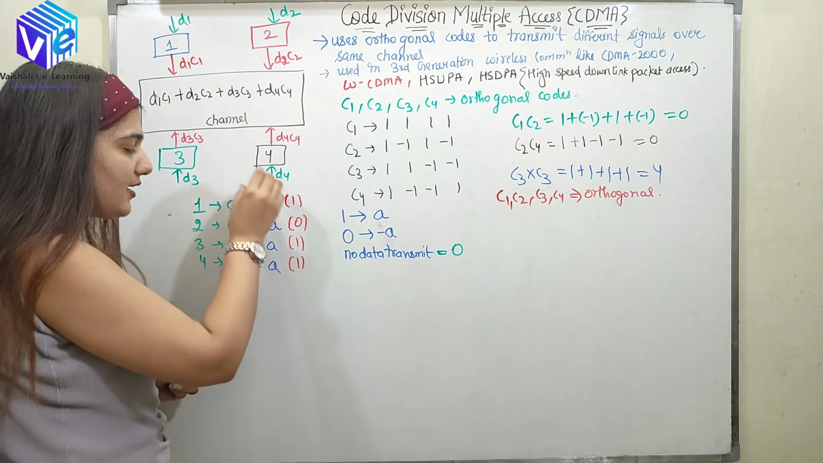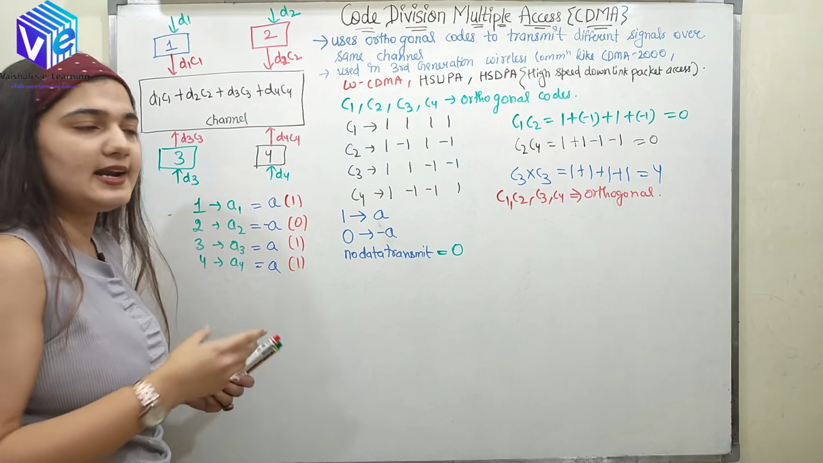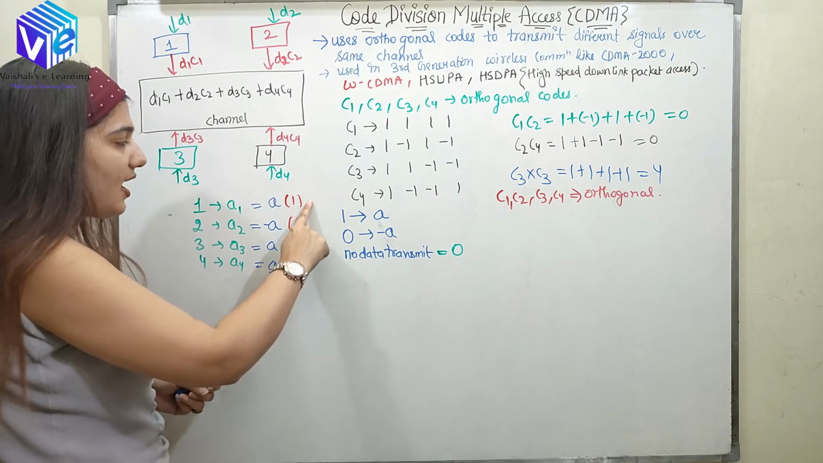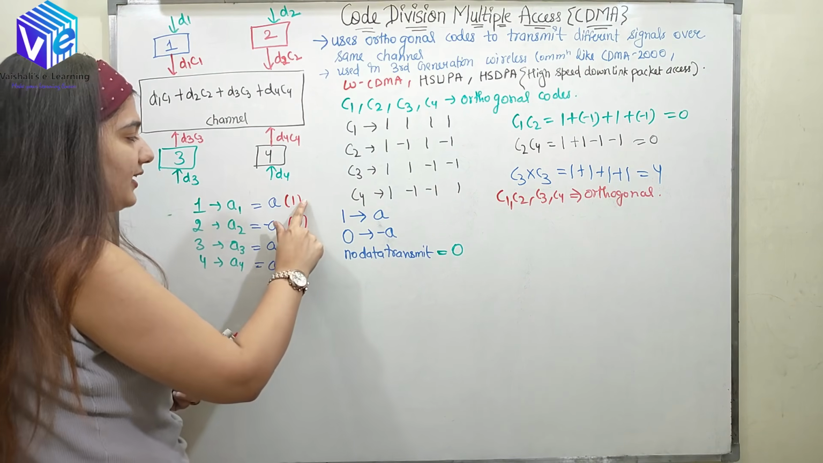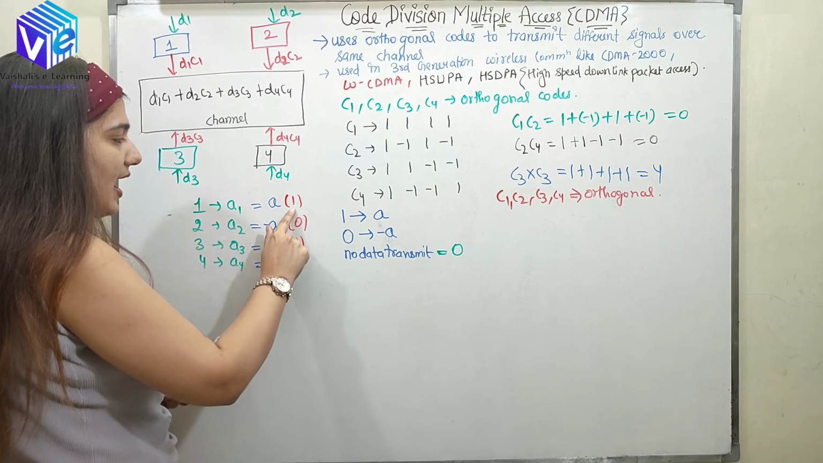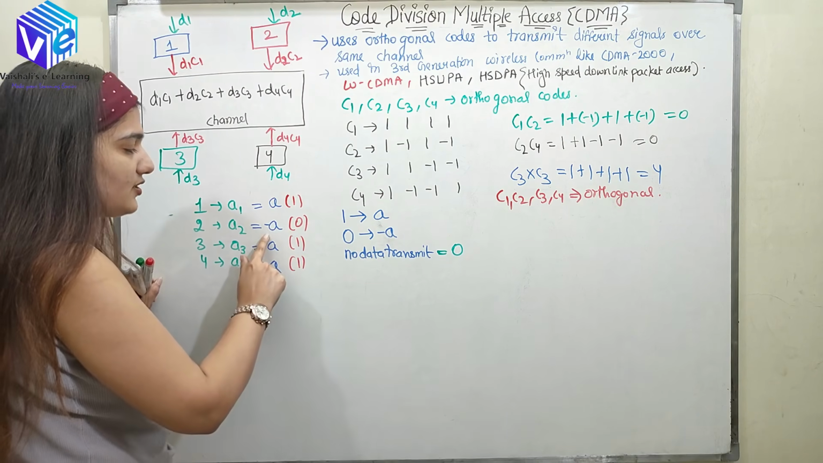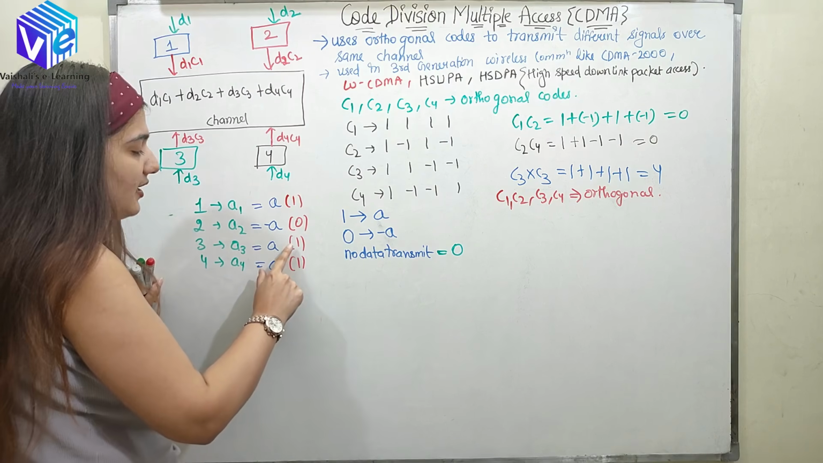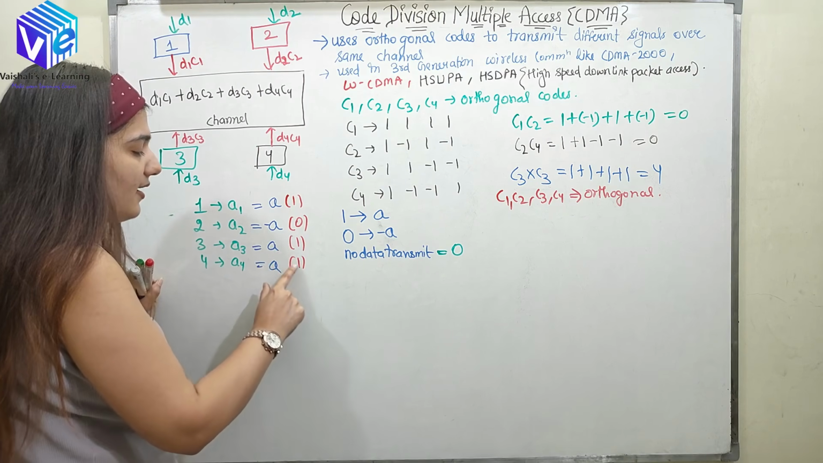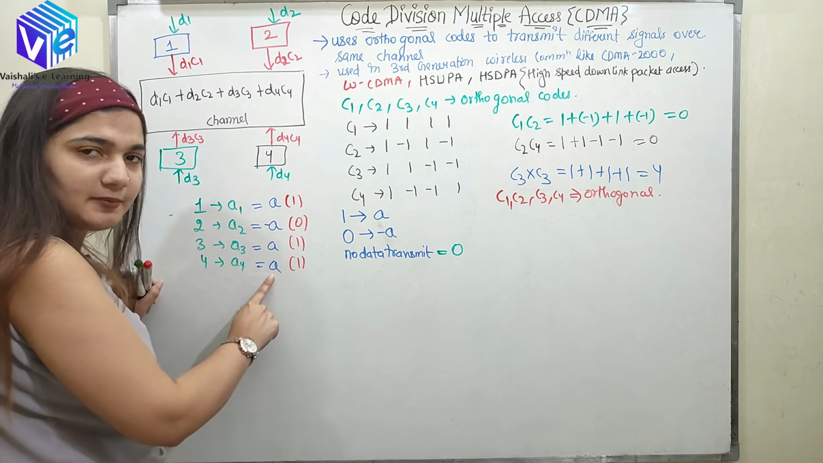Not any of the users is silent. Every user has some data. I just denoted the data. The first user had the data 1, which is denoted by A. The second user had the data 0, which is denoted by minus A. The third user had 1, denoted by A. The fourth user had 1, denoted by A.